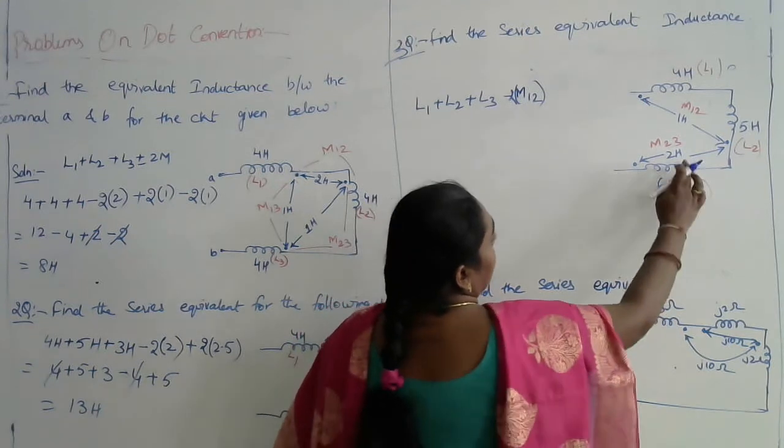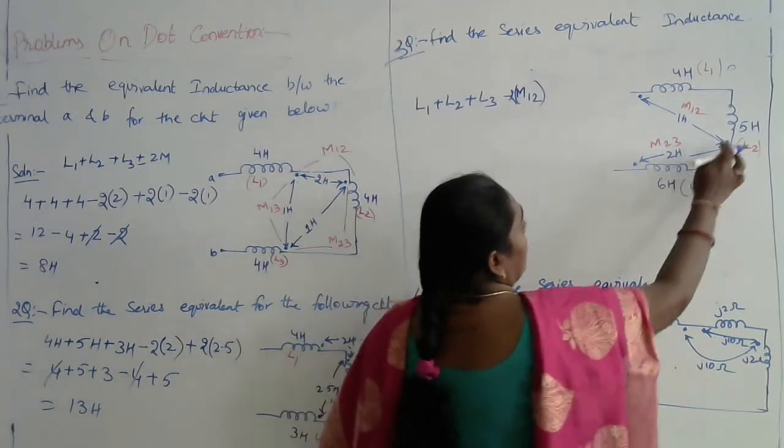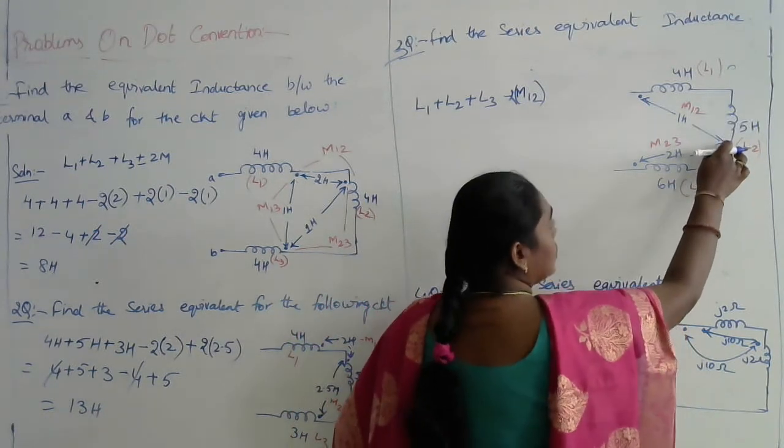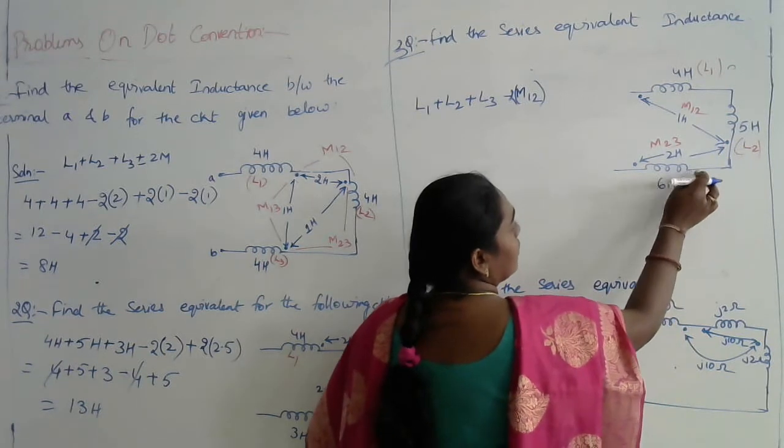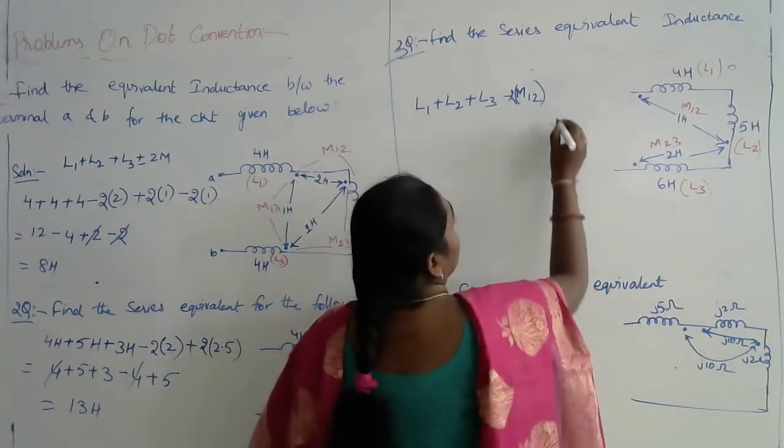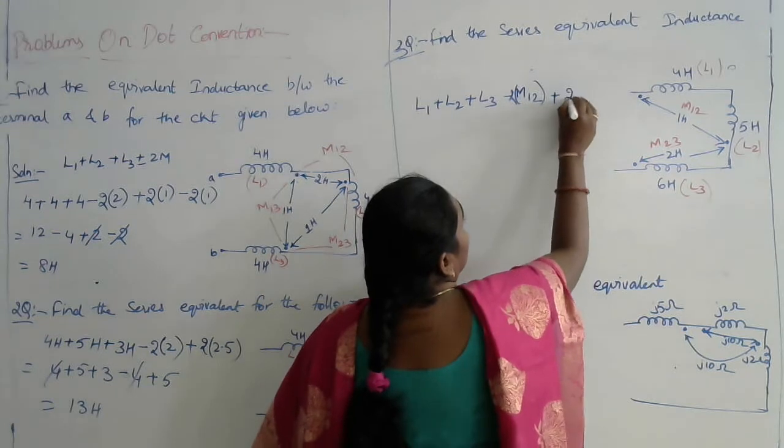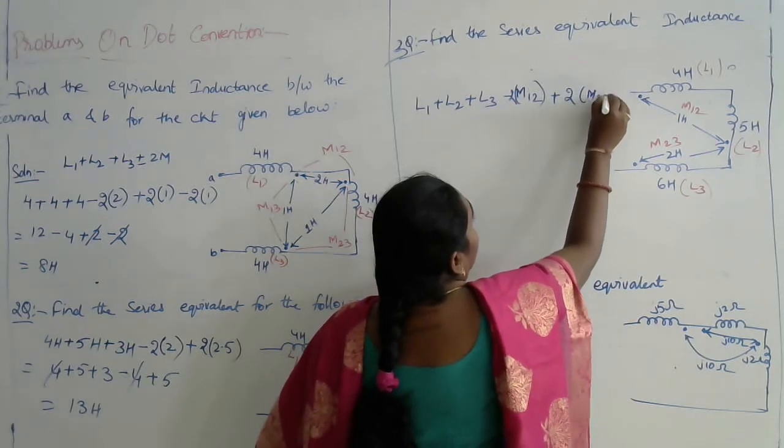Similarly, coming to the second and third, current is flowing from coil to dot, and here also current is flowing from coil to dot. Both are in the same direction, so plus 2 into M23.